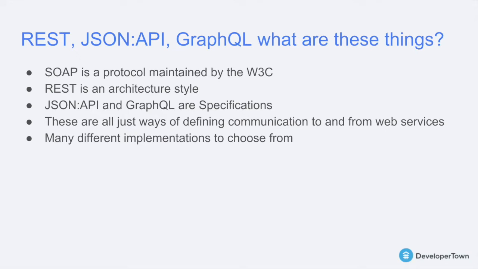All of these things are really just ways of defining communications to and from web services, and you have many different implementations to choose from. Things like Apollo, or there is a JsonAPI.NET Core implementation. Choose your own adventure as far as that goes.